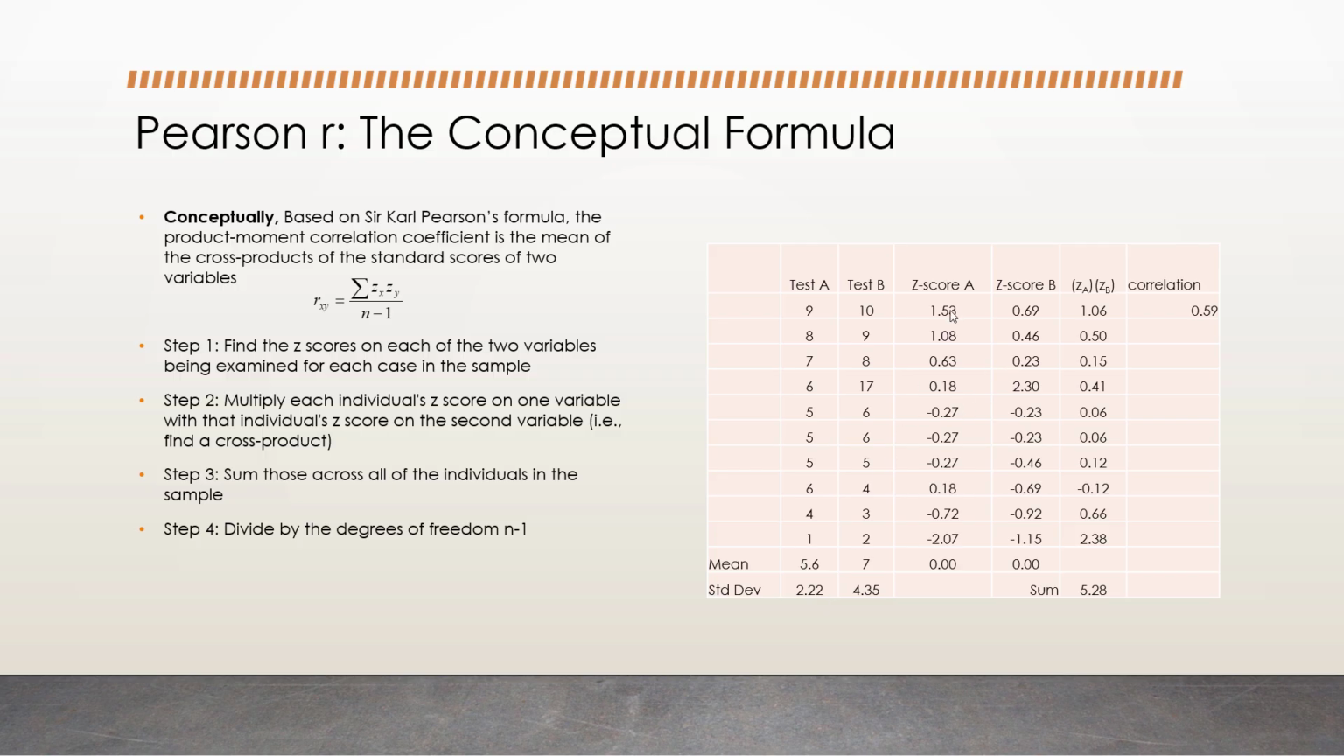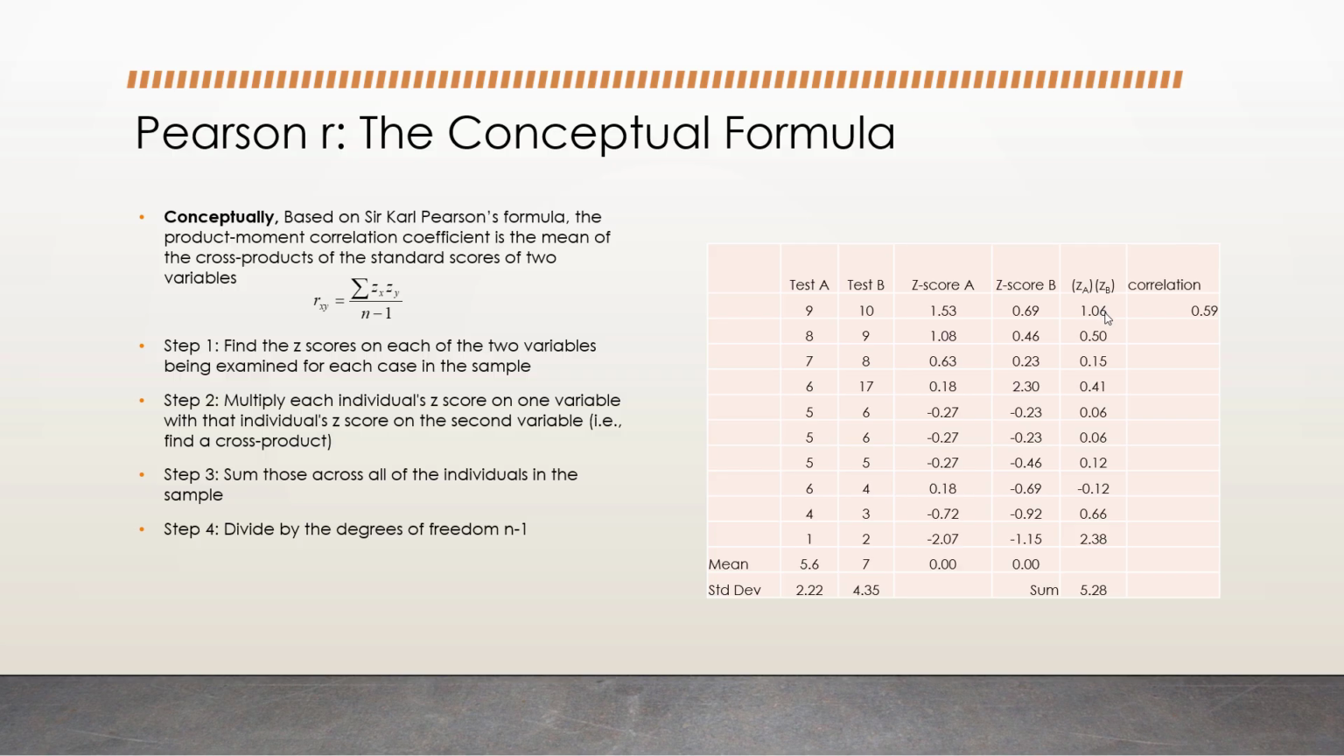The test B scores have a mean of 7 and a standard deviation of 4.35. A raw score of 10 is converted to a z-value by subtracting the mean 7 and dividing the difference by 4.35, which gives 0.69. The product of the two z-scores is 1.53 times 0.69 equals 1.06.